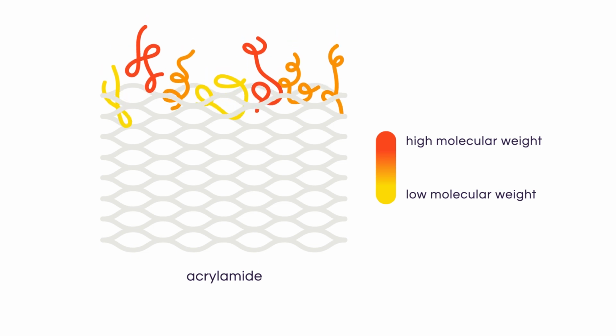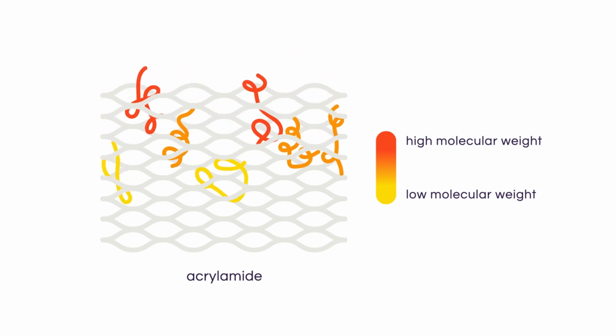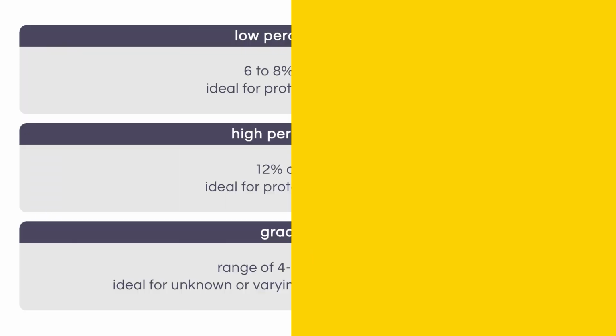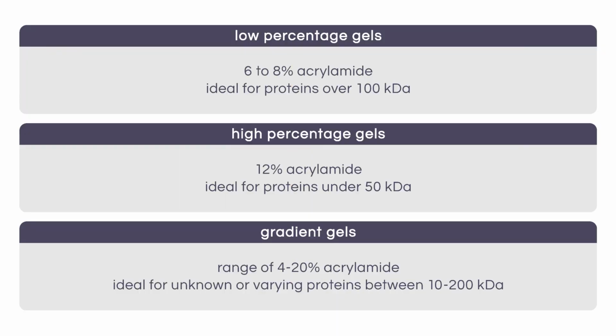Acrylamide is used in the gel to act as a molecular sieve to help separate proteins by molecular weight. The distribution of acrylamide in the gel can either be homogeneous or as a gradient. Resolving gels with a single percentage of acrylamide are easier to prepare, but need to be adjusted depending on your targets. Low percentage acrylamide gels, between 6 to 8%, are ideal for separating high molecular weight proteins.